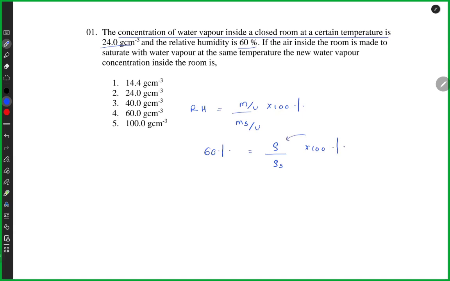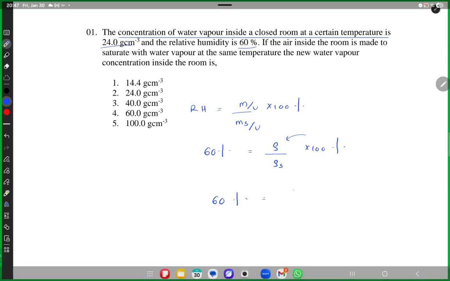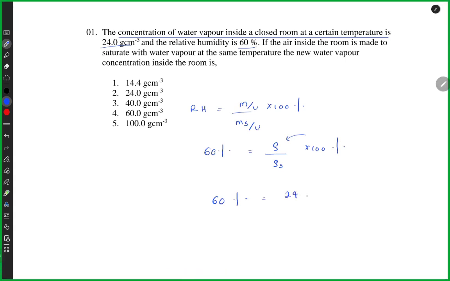So rho means the density of water vapor in the available space, which is the absolute humidity. So 60% is equal to what? What is rho? 24 gram per centimeter cube divided by rho S multiplied by 100%. Okay? So we're going to saturate it now. When you're going to saturate it, what is going to happen? Relative humidity becomes 100%, right?